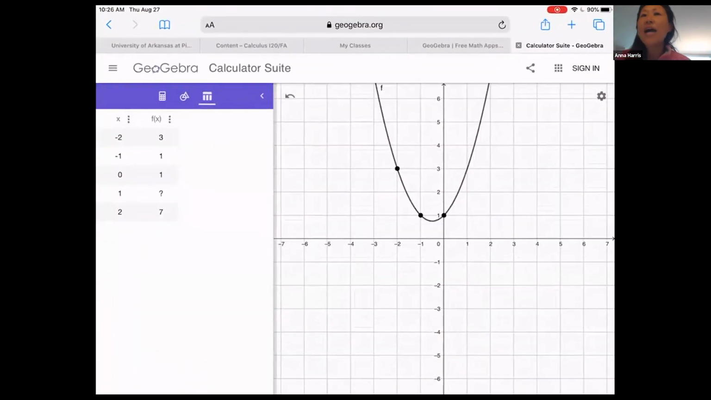By the way, I did send you guys GeoGebra. I sent you the link on Blackboard. I know some of you are already using this. I really like it because you get to see the graph and you get to see your value. Did you see this one right here?